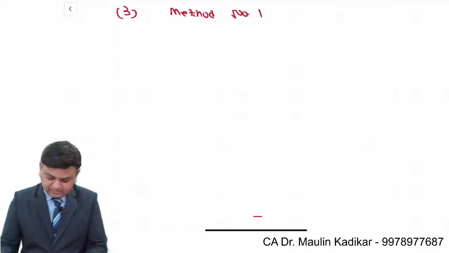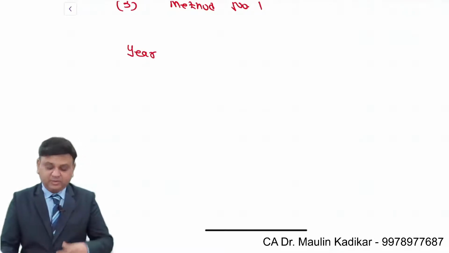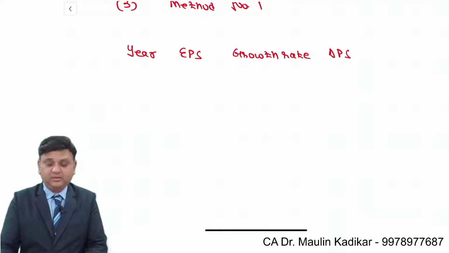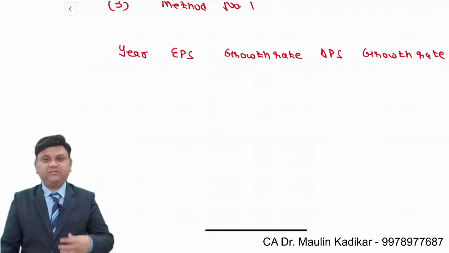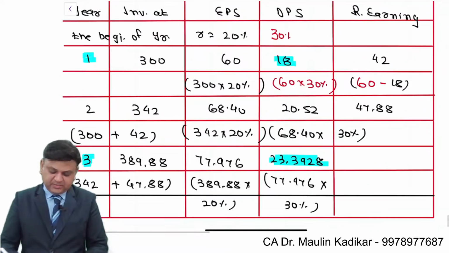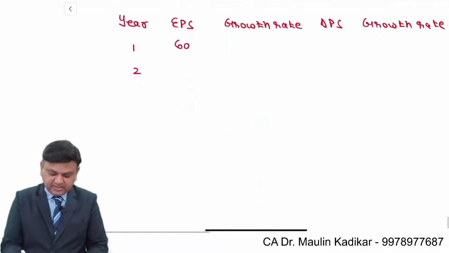In that, column number 1 is year, column number 2 is earning per share, third column is growth rate, fourth column is dividend per share, and the last column is again growth rate. That is the way we are required to make the calculation. In first year, we can see that the earning per share is 60. In the second year, it is 68.4.